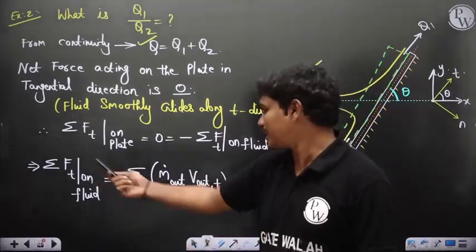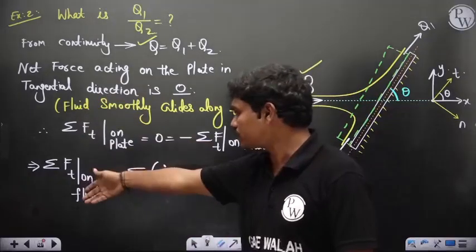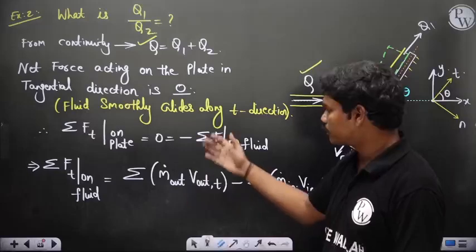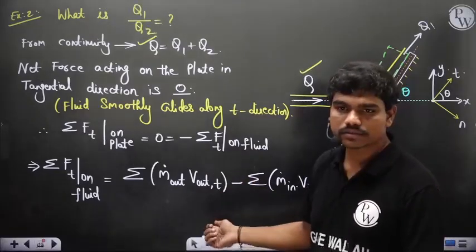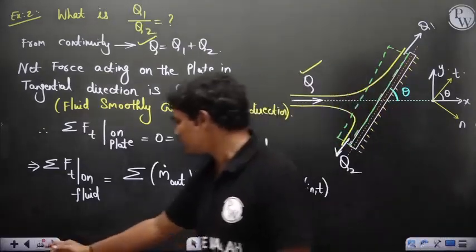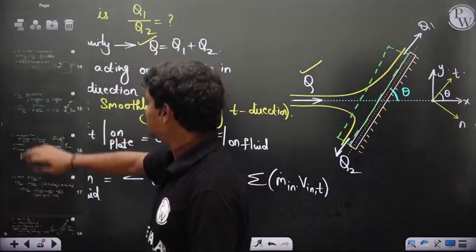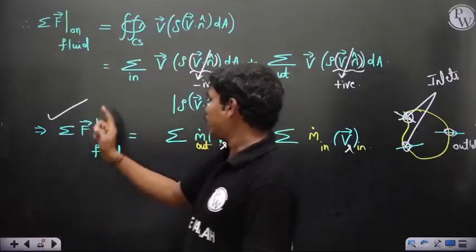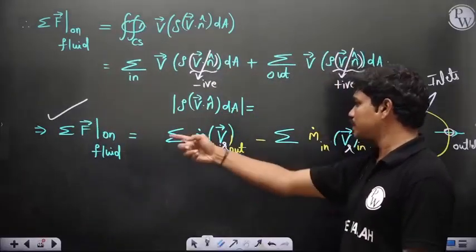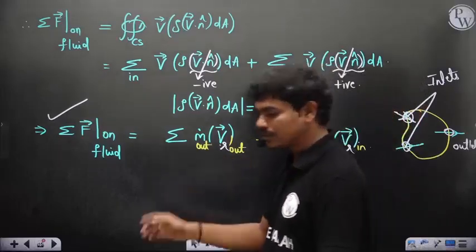Sigma F, as per Newton's second law also, the net force acting on the fluid is the rate of change of momentum of the fluid. So outlet minus inlet. Now this is correct, right? That's what we have derived now. So sigma F on fluid: outlet is positive and inlet is negative. So out minus in, obviously.